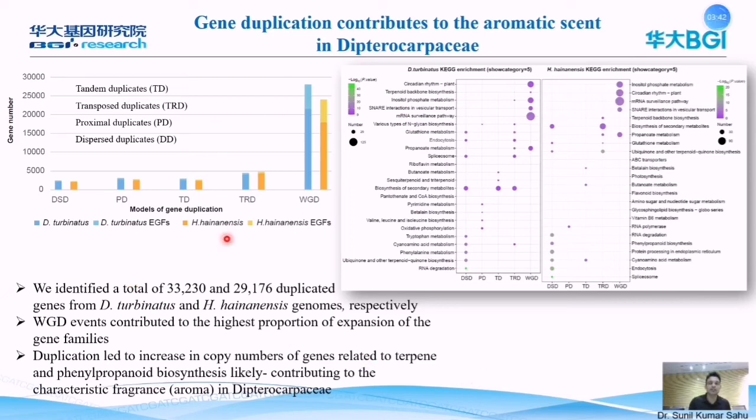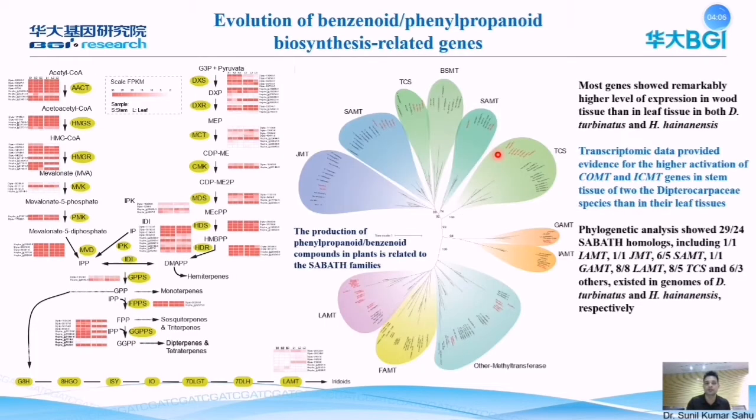Among the 5 duplication types, we identified that the whole genome duplication event mainly contributed to the highest proportion of expansion of gene families, mainly related to terpene and phenylpropanoid biosynthesis, which likely contribute to the characteristic fragrant aroma of these two species.